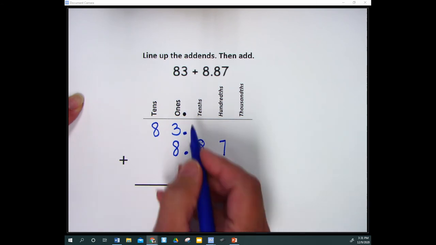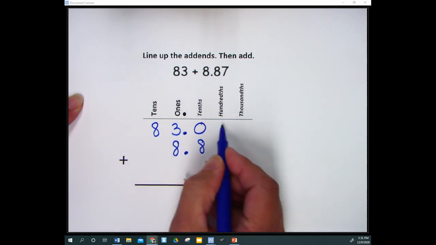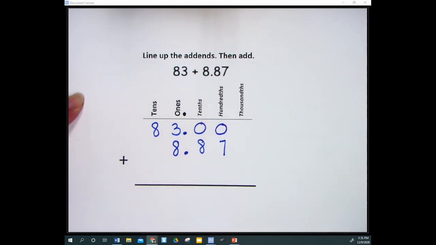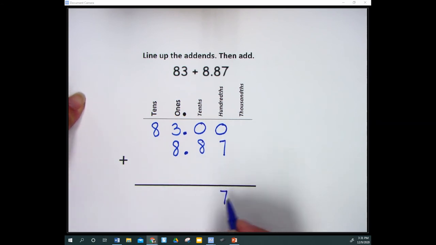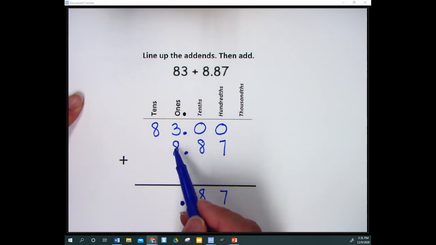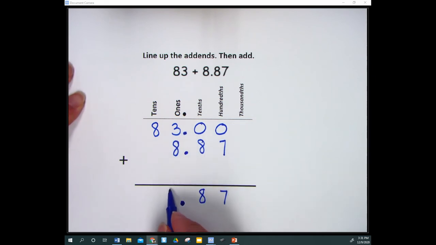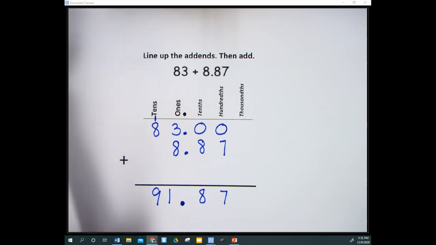Now, you're welcome to put zeros to the right of the decimal point on 83 if you like to have the same number of digits after the decimal point in both numbers. Now we can add. 0 hundredths plus 7 hundredths is 7 hundredths. 0 tenths plus 8 tenths is 8 tenths. I need my decimal point right down below. Then 3 ones plus 8 ones is 11 ones. And that's the same as having 1 one and 1 ten. 1 ten plus 8 tens, that would be 9 tens. Here's my sum, 91 and 87 hundredths.